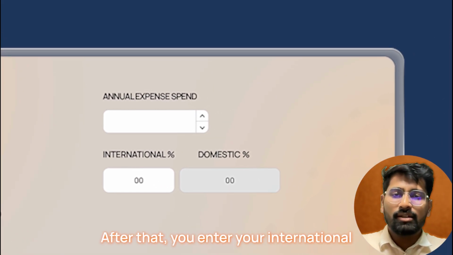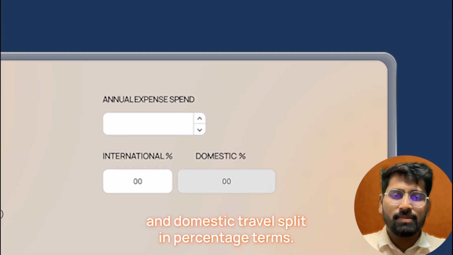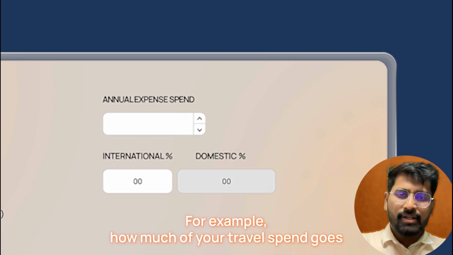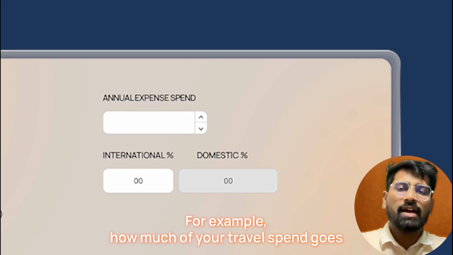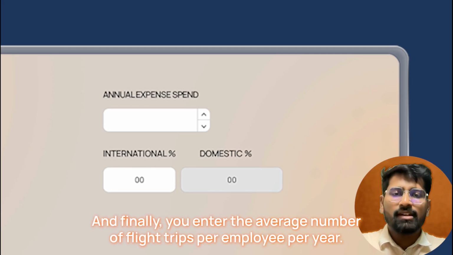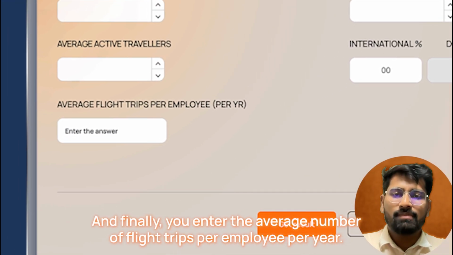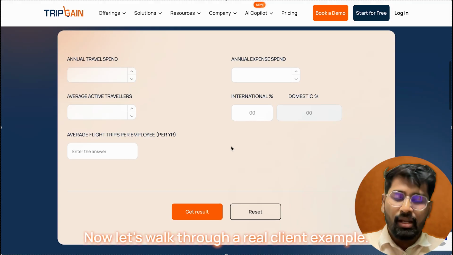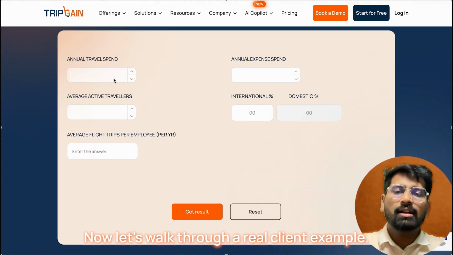After that, you enter your international and domestic travel split in percentage terms. For example, how much of your travel spend goes to international trips and how much goes to domestic. And finally, you enter the average number of flight trips per employee per year. Now, let's walk through a real client example.